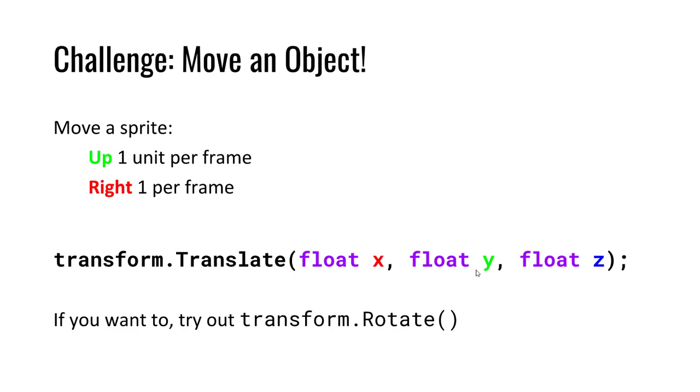So your challenge is to move a sprite up 1 unit per frame and right 1 unit per frame, kind of at the same time. And this is your reference. So this is the function you're going to be using. And if you get done with that and you're like, okay, I'm done, then you can also try out transform.rotate, which works basically in the same way. So yeah, call me over, or Wayne over to come and help you with anything.